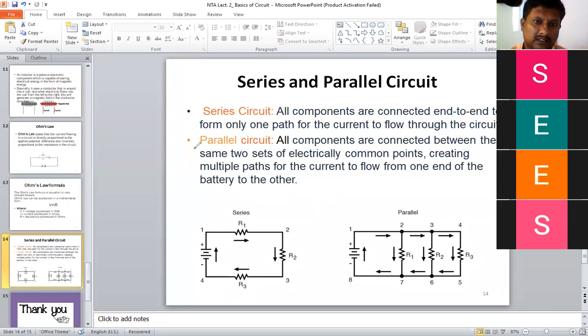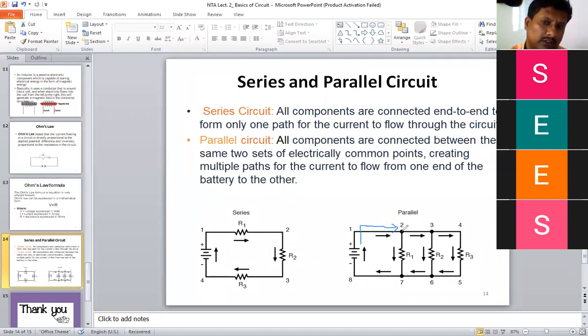Now next, the parallel circuit. In a parallel circuit, the branches are connected, the components are connected between the same two sets of electrically common points, creating multiple paths for the current to flow from one end of the battery to the other. So the power supply or battery is connected, and the current will flow up to this point, up to point number 2 or node number 2.